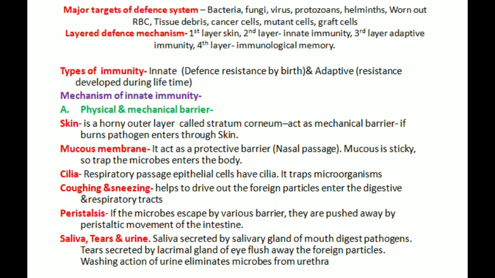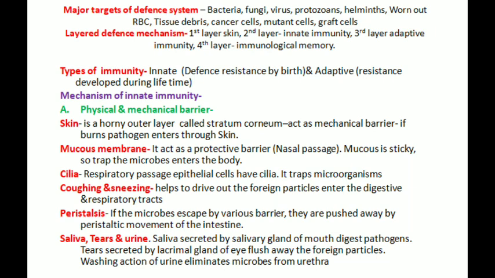First, physical and mechanical barrier. Skin is a physical barrier. The horny outer layer of the skin, known as stratum corneum, acts as a mechanical barrier. If there are any burns on the stratum corneum, the pathogen enters through the skin.